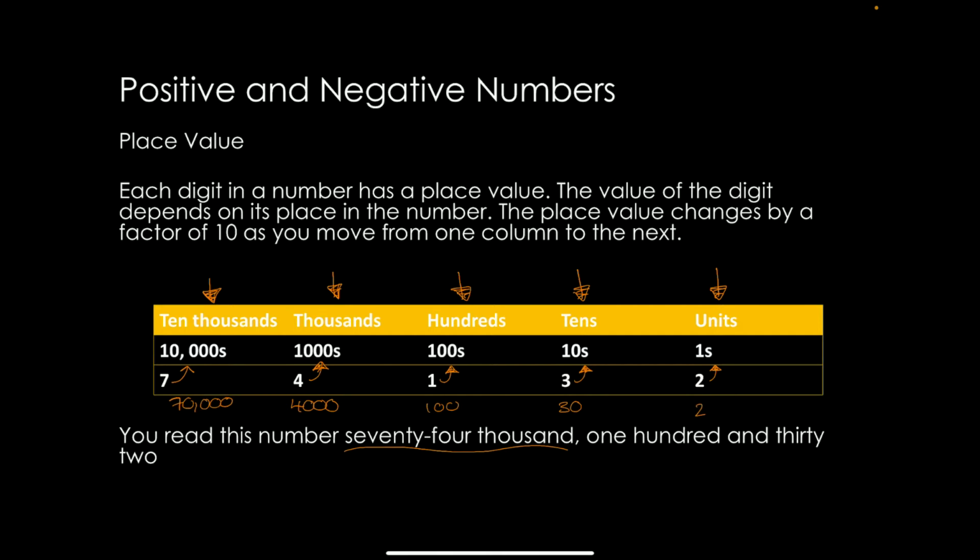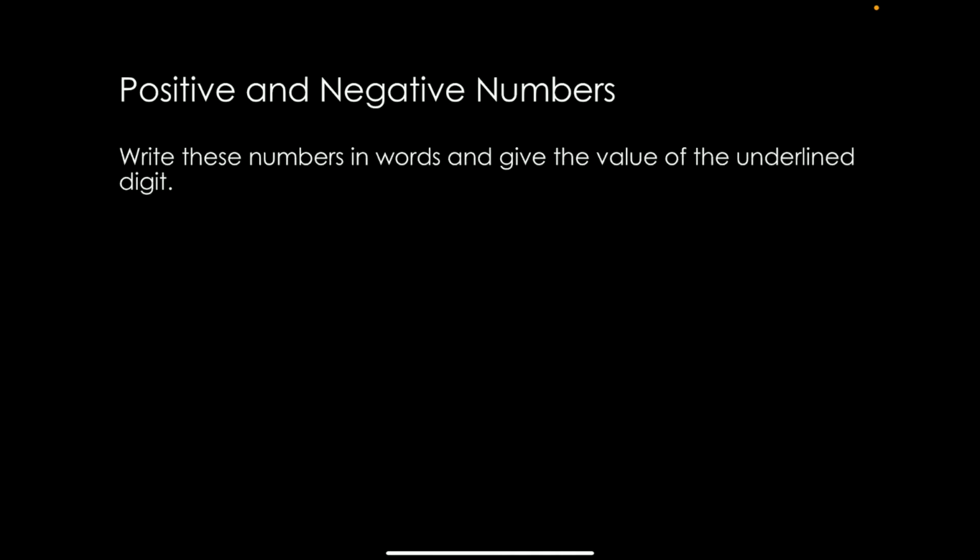You read this number 74,132. Okay. So instead of saying 70,000, 4,000, we would just say 74,132. Okay, so what I'd like you to do is I'm going to give you 3 numbers and I'd like you to write them in words and then give the value of the underlined digit.